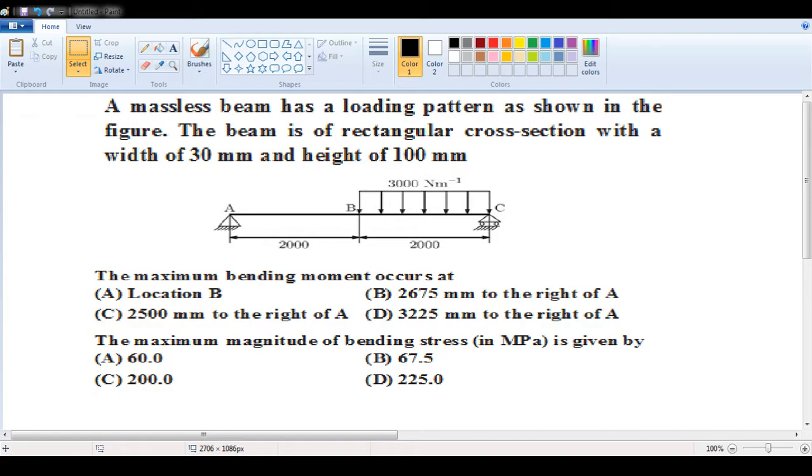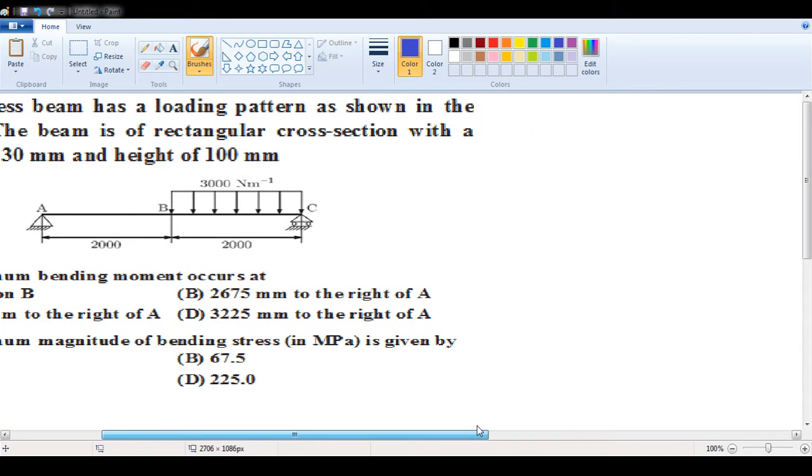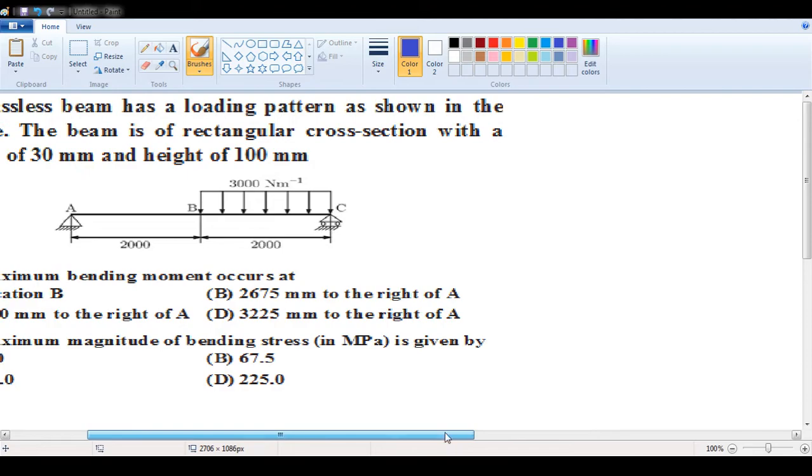First question, what is it asking? The first part asks to find at which point the maximum bending moment occurs. Whereas part B is asking for the maximum magnitude of bending stress. So let us go by it, I'll make the shear force and bending moment diagram to make it more clear.